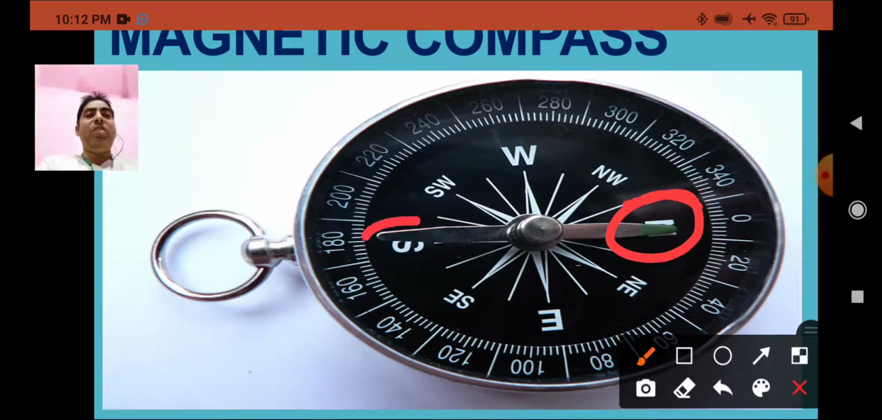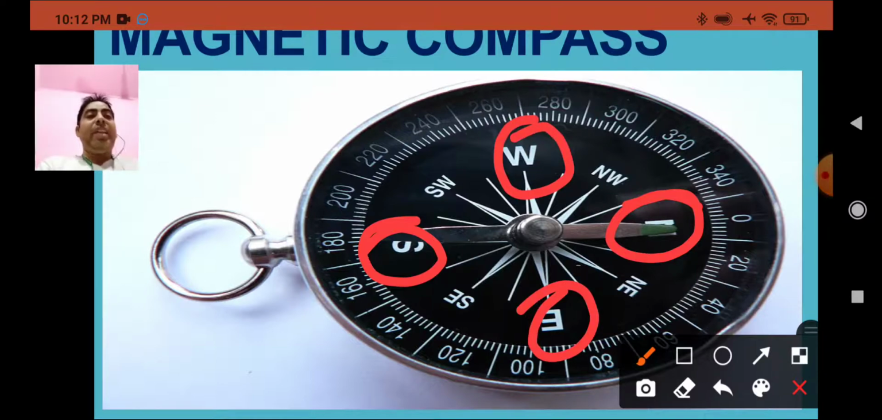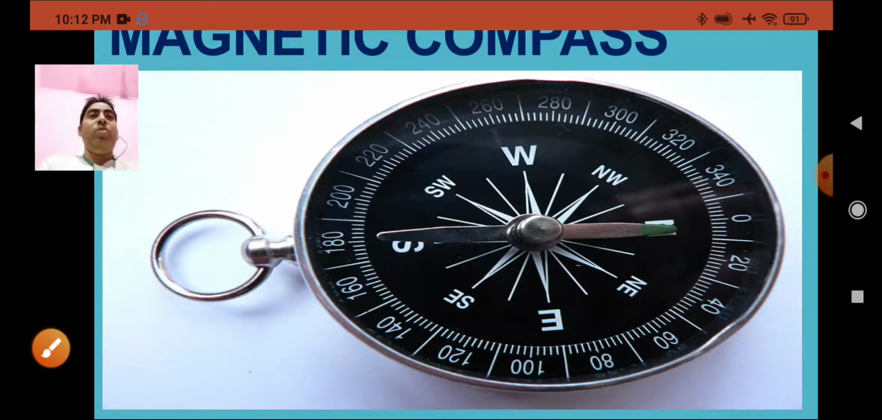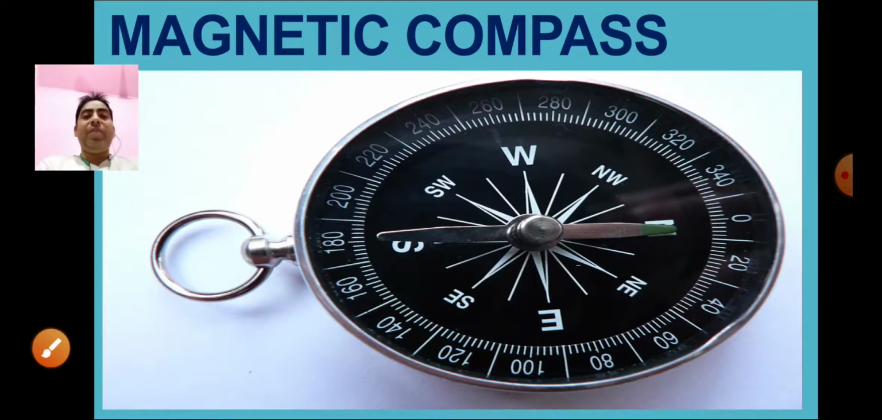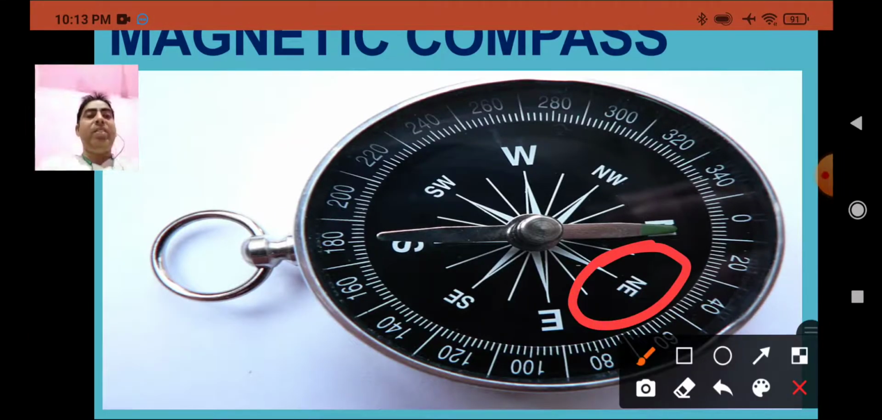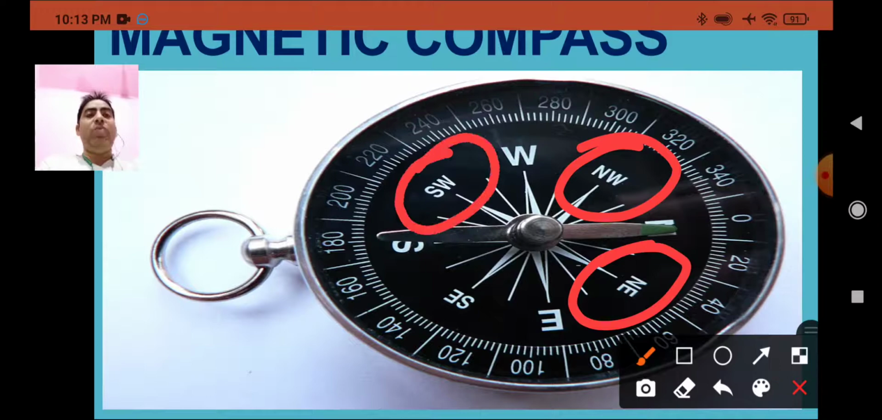Here you can see it is marked with the directions. This is north, this is south, this is east, and this is west, and in between these are the northwest and so on. So the base of the box is marked with directions like north, south, east, west, and northeast, northwest. This is north, this is northeast, this is northwest, this is southwest, and this is southeast.